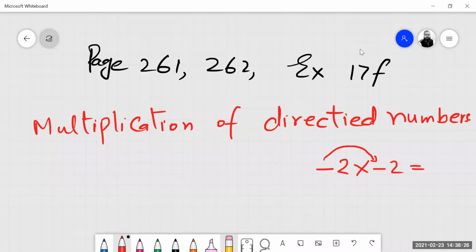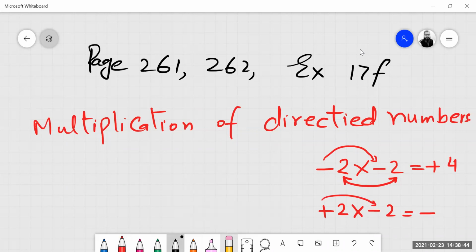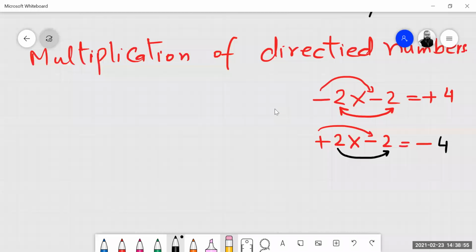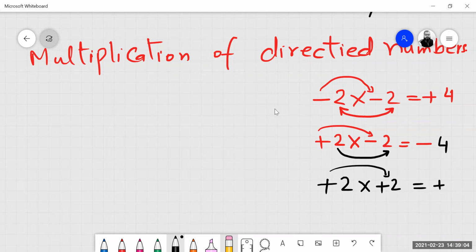Minus multiply minus becomes plus. 2 multiplied by 2 equals 4. If I write plus 2 multiply minus 2, this will be plus multiply by minus equals minus, and 2 multiplied by 2 equals 4. And if both values are plus values, like plus 2 multiply plus 2, this is simple. Plus multiply plus equals plus, 2 multiply by 2 equals 4.